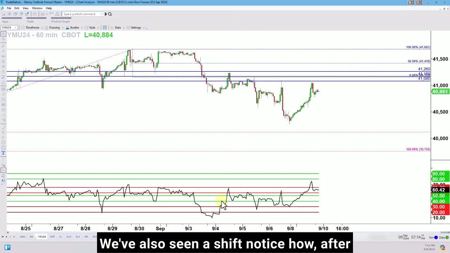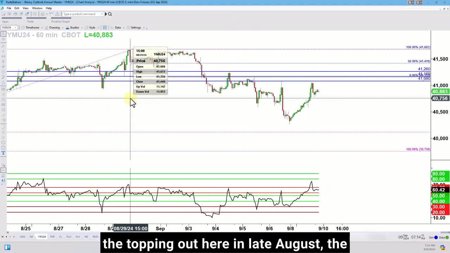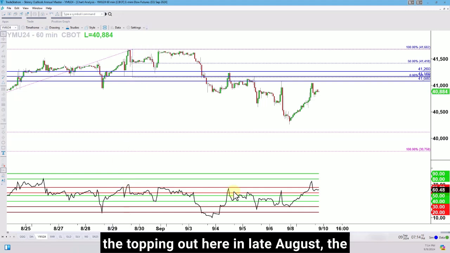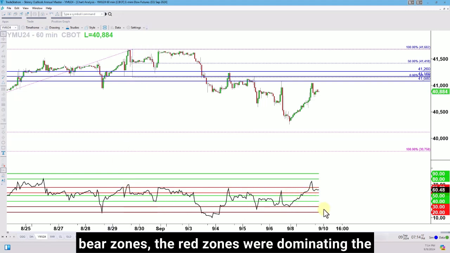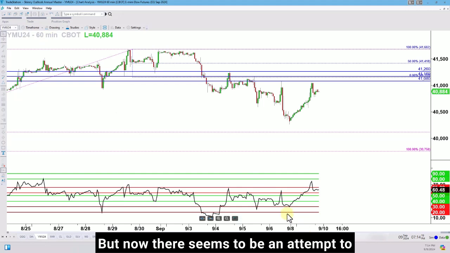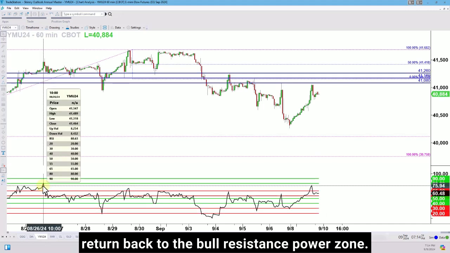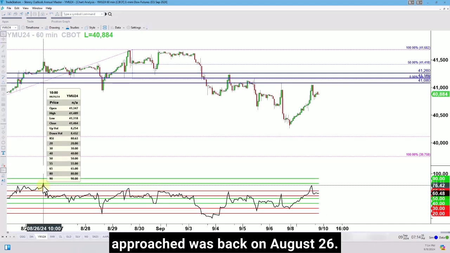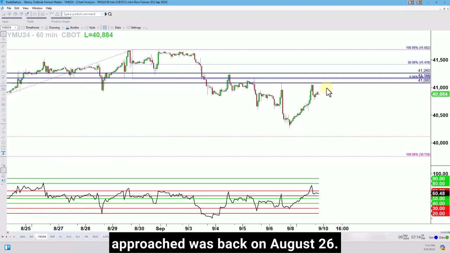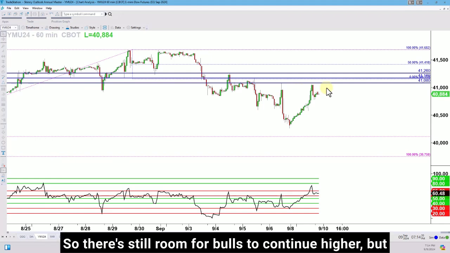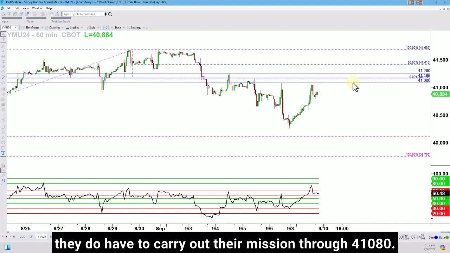We've also seen a shift. Notice how after the topping out here in late August, the bear zones, the red zones, were dominating the RSI power zones on the 60-minute chart, but now there seems to be an attempt to return back to the bull resistance power zone, and the last time that was approached was back on August 26th. So there's still room for bulls to continue higher, but they do have to carry out their mission through 41,080.